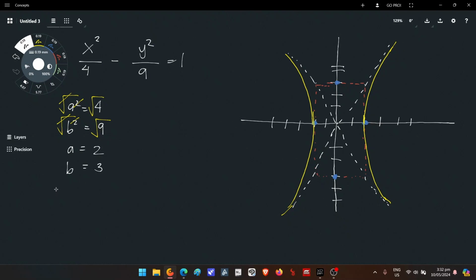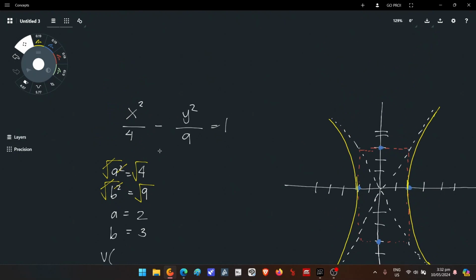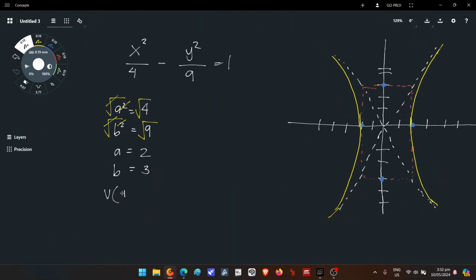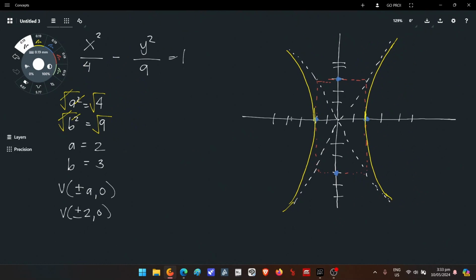If we go back to our formula that we wrote earlier, the vertex is positive, negative a, comma 0, and our a is 2, so that must mean positive, negative 2, comma 0. And if we look here, that's correct. Positive 2, 1, 2, here is the vertex, and negative 2, here is the vertex.